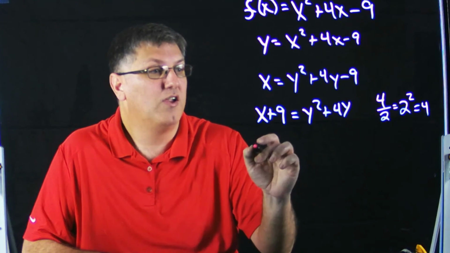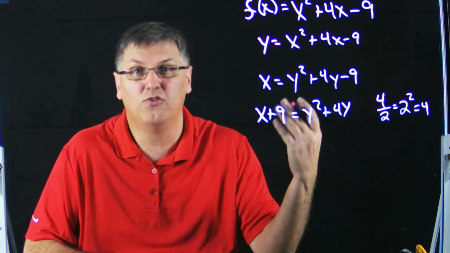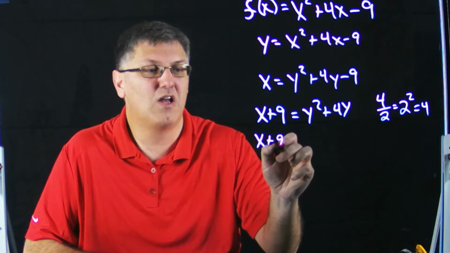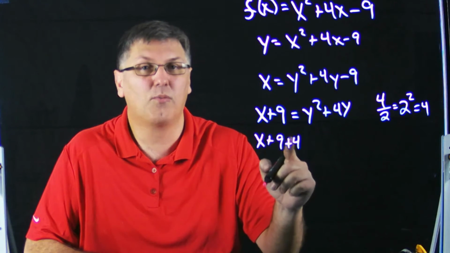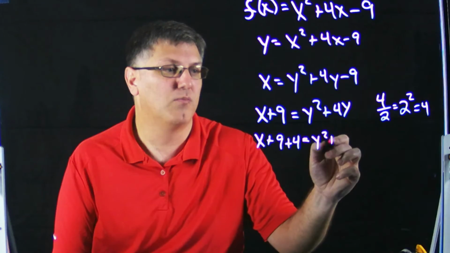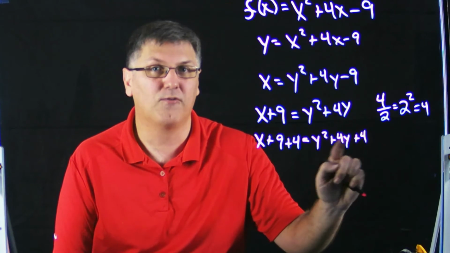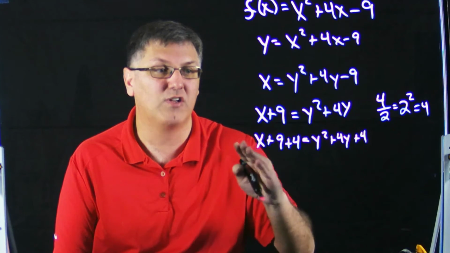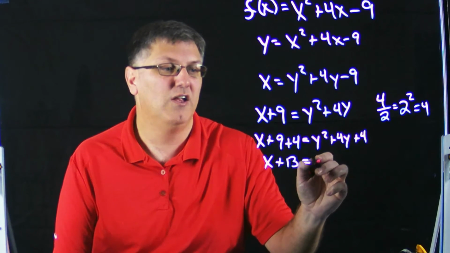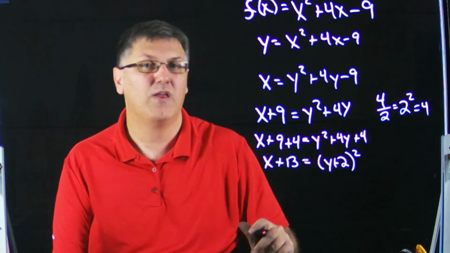Now here, I'm going to have to add this 4 to this side. The rules of algebra state that what you do to one side of the equation, you have to do to the other. So I'm going to do x plus 9 plus 4, because I'm going to add 4 to the other side of the equation, which gives me y squared plus 4y plus 4. This makes a perfect square trinomial which factors, so let's clean this up. And I have x plus 13 equals y plus 2 squared.